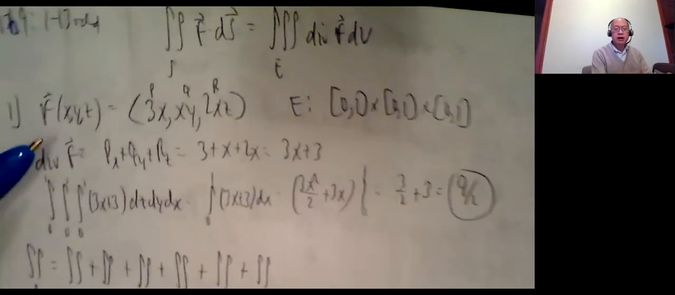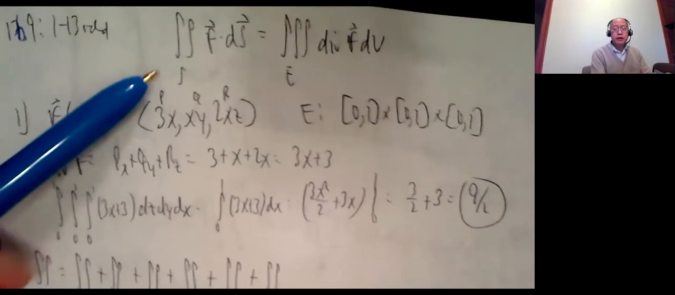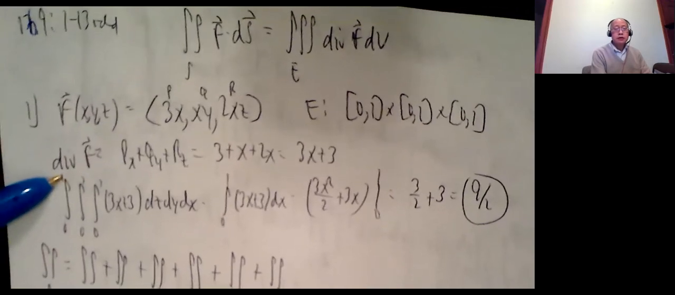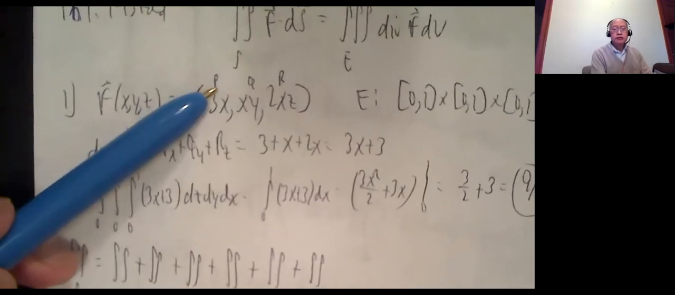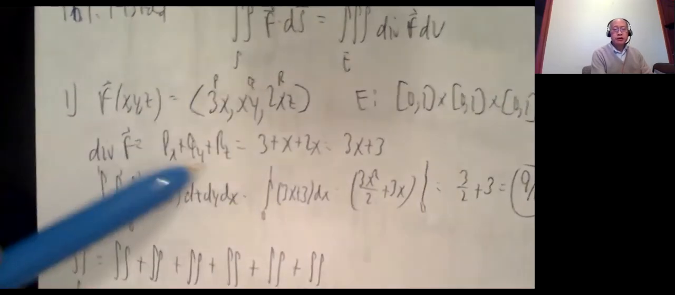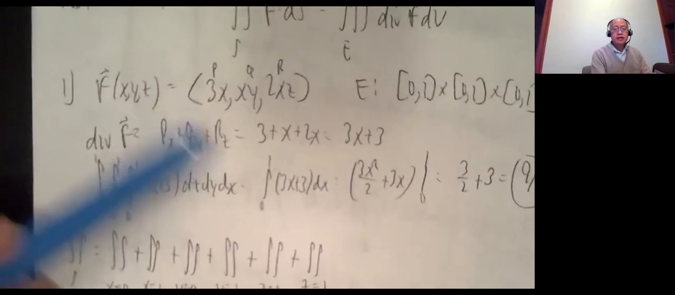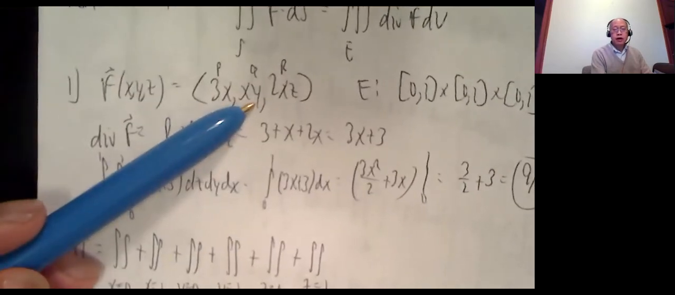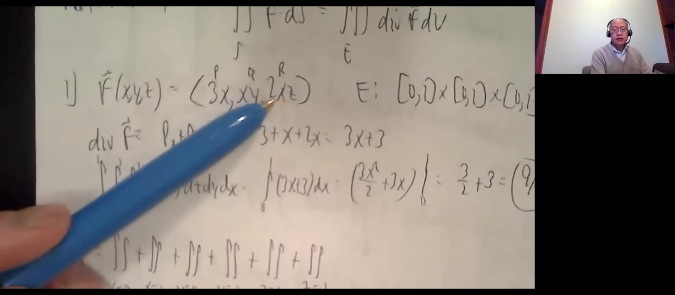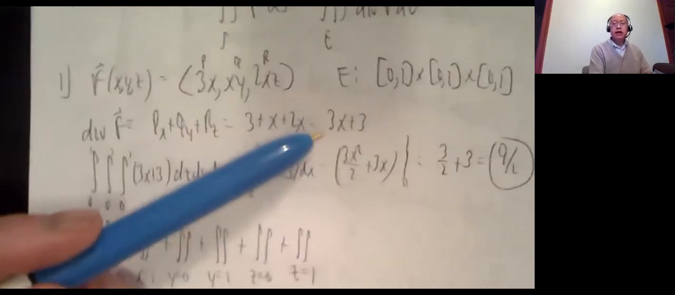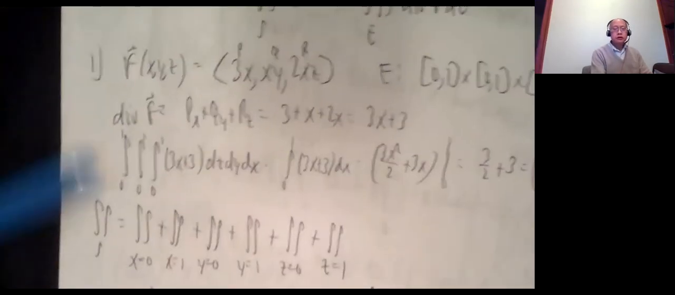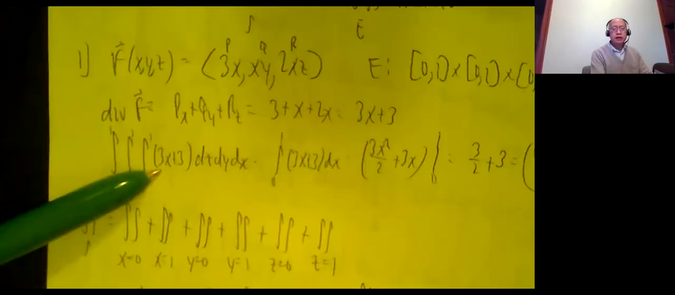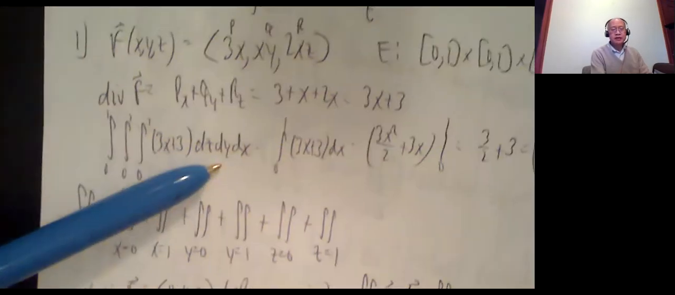Okay, now look at the easy part. The easy part is a triple integral. Divergence of F. So divergence, you might recall, is the partial of P with respect to x, P sub x, plus the partial of Q with respect to y, plus the partial of R with respect to z. So the derivative with respect to x is 3. Derivative with respect to y is x. Derivative with respect to z is 2x. Add them up, 3x plus 3. So if you triple integrate 0 to 1, 0 to 1, and 0 to 1, 3x plus 3 dz, dy, dx.